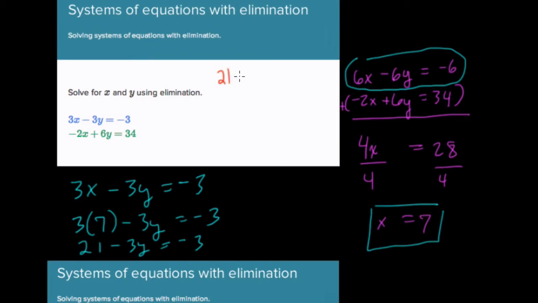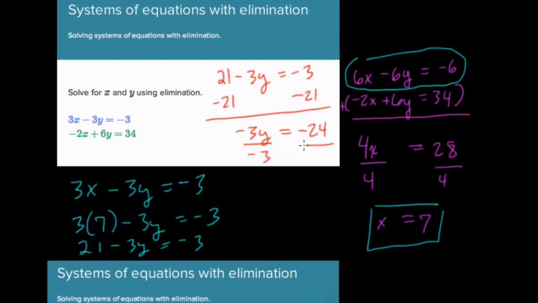So again, we have 21 minus 3y equals negative 3. To solve for y, I'm going to subtract 21 from both sides. So we have negative 3y, 21 minus 21 is 0, that cancels out. We're subtracting 3y, that's like negative 3y, and that equals negative 3 minus 21, that's negative 24. Divide both sides by negative 3, and we get our final answer. Negative 24 divided by negative 3 is a positive 8. So x is 7, and y is 8.